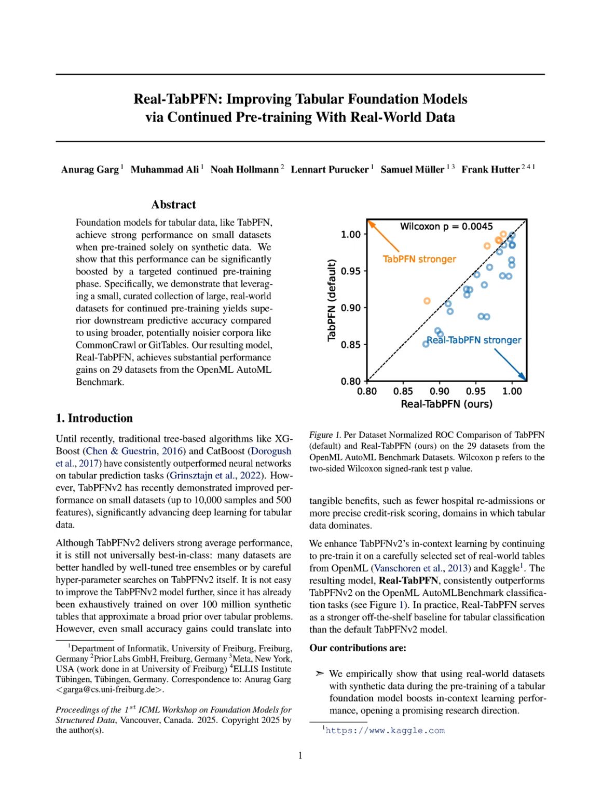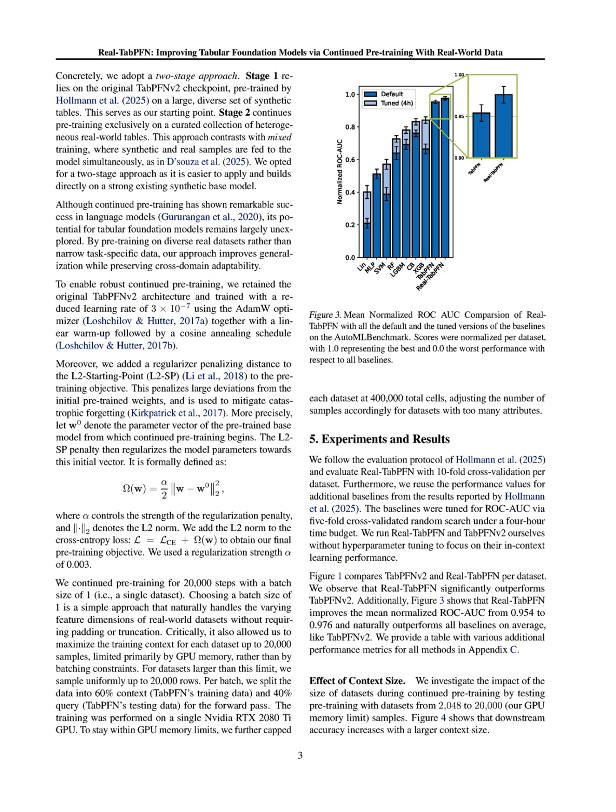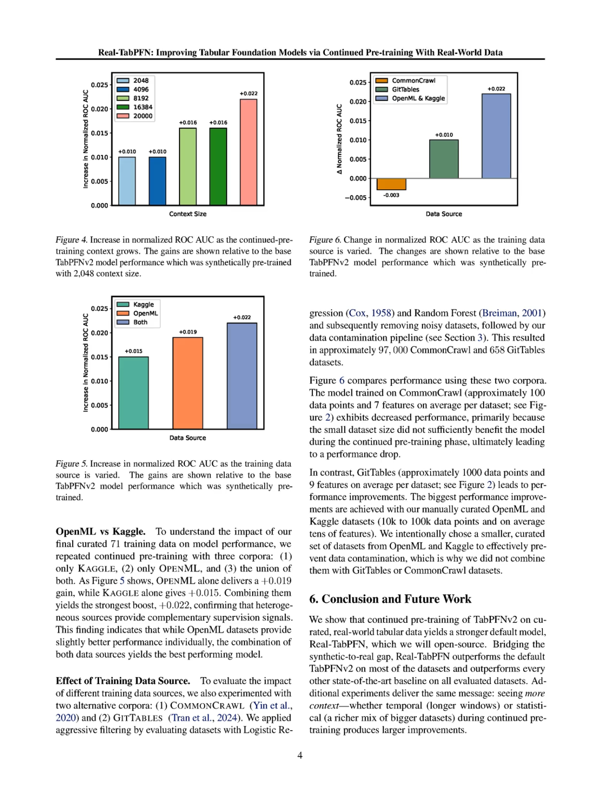The results demonstrate that the continued pre-training on real-world datasets effectively boosts the model's generalization capabilities, allowing it to better handle diverse tabular data. Additionally, the combination of datasets from OpenML and Kaggle yielded the best performance, suggesting that heterogeneous data sources provide complementary supervision signals that further enhance model accuracy. Overall, these findings highlight Real-TabPFN's superior adaptability and effectiveness in various tabular prediction scenarios compared to its predecessor.